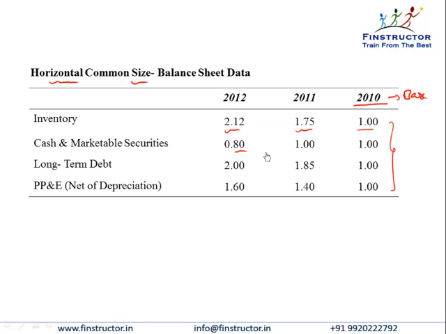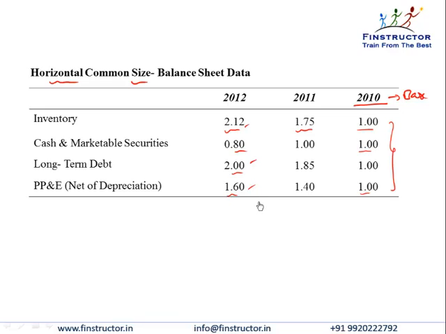Likewise, cash has gone down a little as compared to 2010. Long-term debt has doubled over the 2-year period. Property, plant and equipment net of depreciation is 1.6 times the number in 2010. So we see that the company has become bigger. There's more inventory, more debt, more plant and machinery, and it's not keeping much cash, so it's well utilizing its cash and buying assets or inventory is what it looks like.